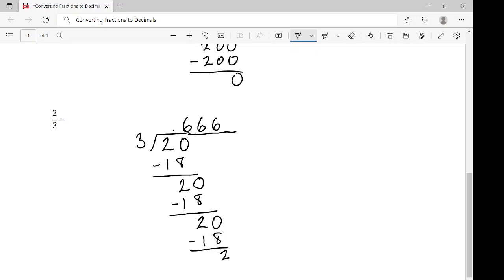So since it's just going to be the same decimal repeating over and over, we can say that 2 over 3 is equal to 0.6 repeating. So we just put a bar over it to indicate that it is a repeating decimal.